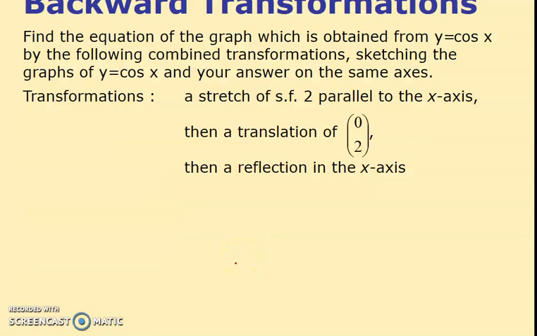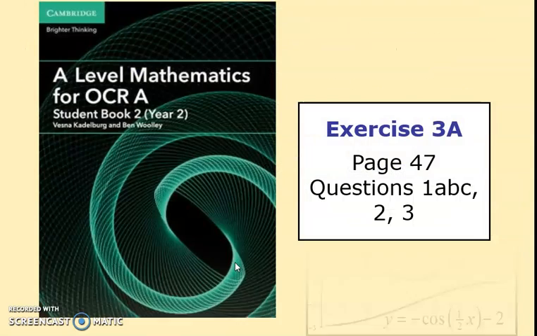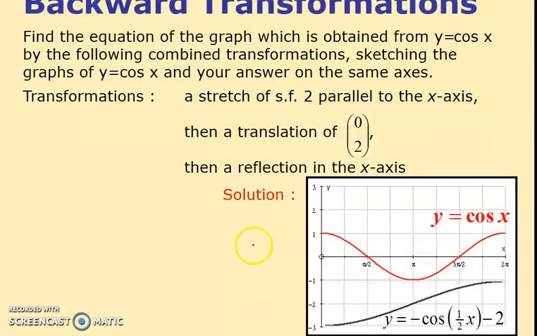Now we'll just look at this backward transformation briefly. It says find the transformation that would have taken place. So we've got y equals cos x, and they want to know what the equation will be to get there. So we've got a scale factor of 2 parallel to the x-axis, and that's why we've got the half x in here. There's a translation of 0 2, so there's a minus 2 at the end, and a reflection in the x-axis. So we've also got this. So there you go. And none of that really seems a big surprise.